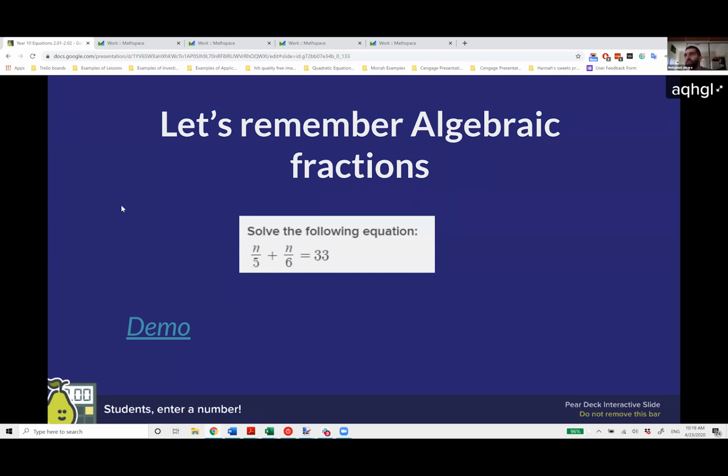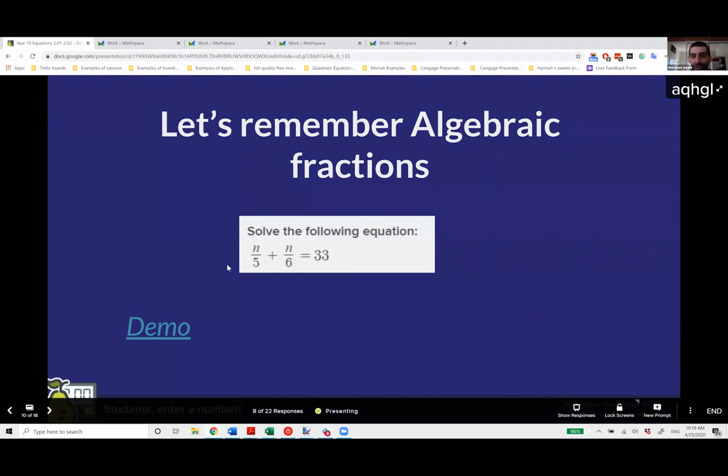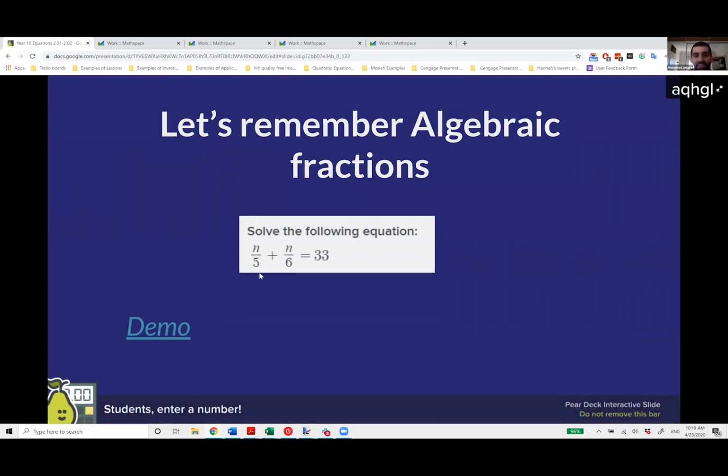If anyone's finished already, how would you go about checking your answer? Something I haven't talked about yet. 90 seems to be the most common answer now. That's it, you substitute it back in. So if you go 90 divided by 5 and 90 divided by 6, add them together, you double check your answer.